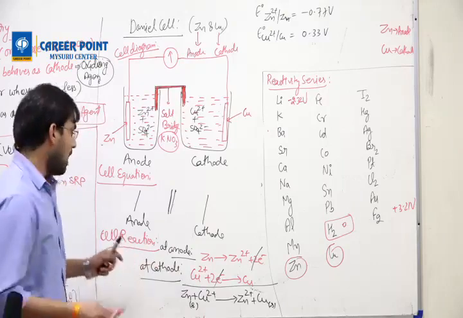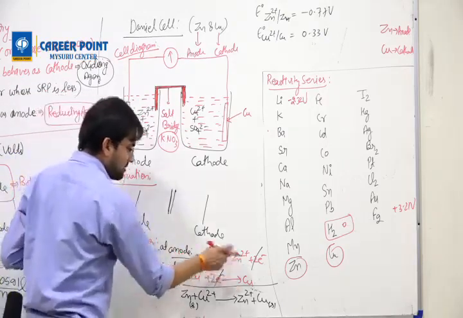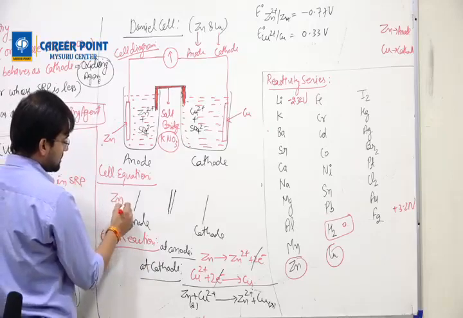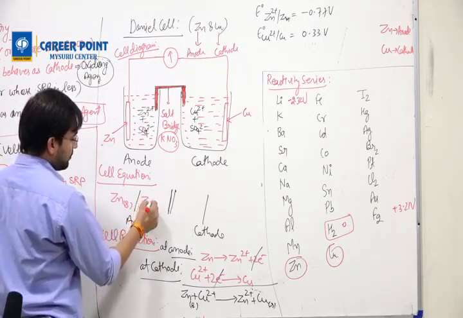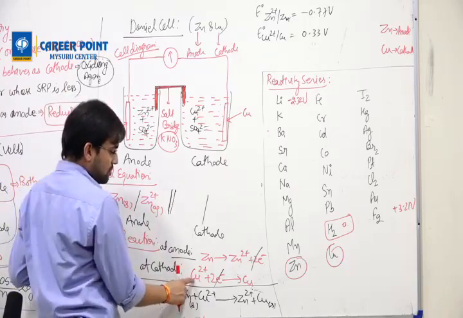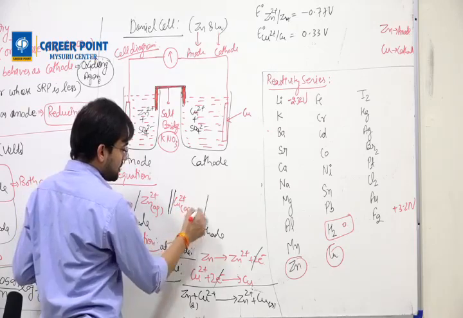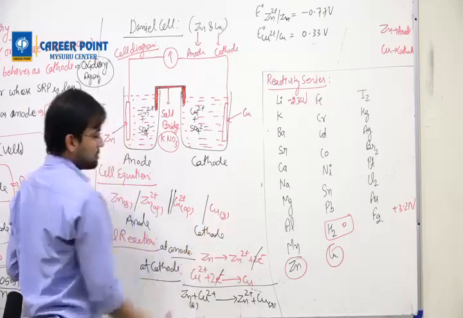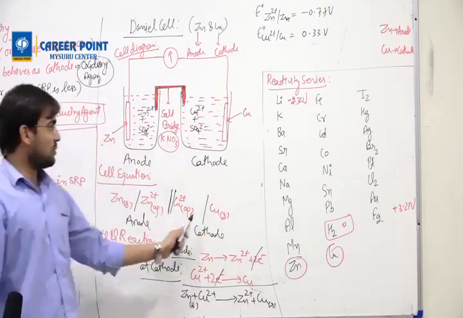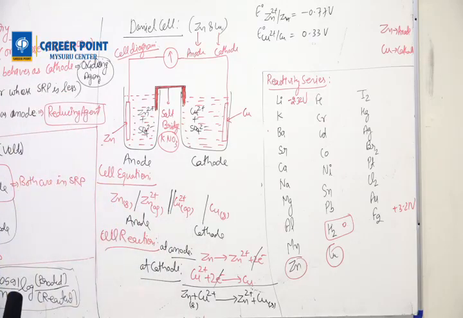Okay. Now I want to write cell equation. So at anode, Zn is converting into Zn2+. So I write Zn solid converting into Zn2+ aqueous. What is happening at cathode? Cu2+ converting into Cu. So Cu2+ aqueous converting into Cu solid. This is cell equation, this is cell reaction. All copied? Yes or no? Tell.